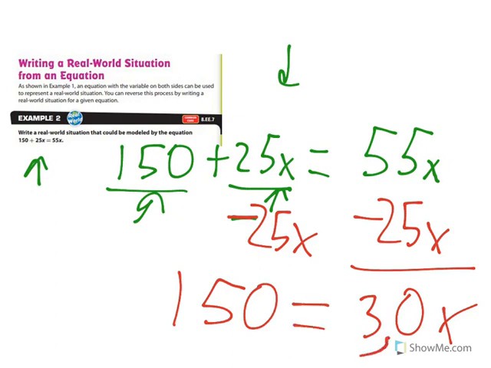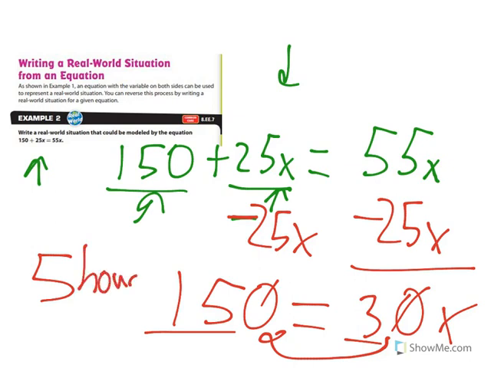And you can see how many 30s go into 150. Since we have our zeros here, we can do this: how many 3s go into 15? And that would be 5. So after 5 hours, the rates of the two would be the same. All right.